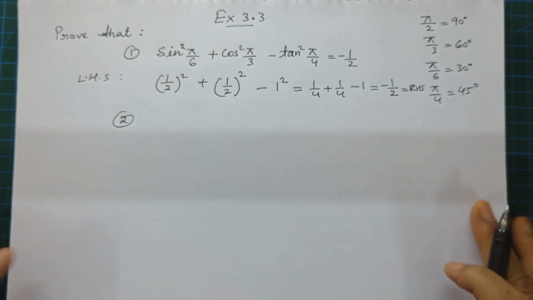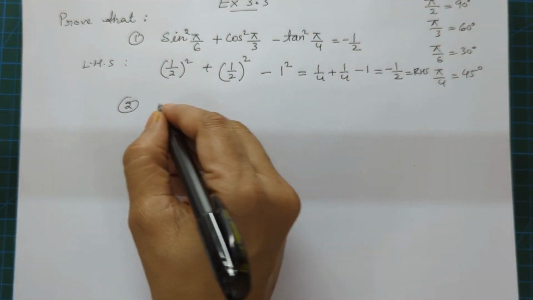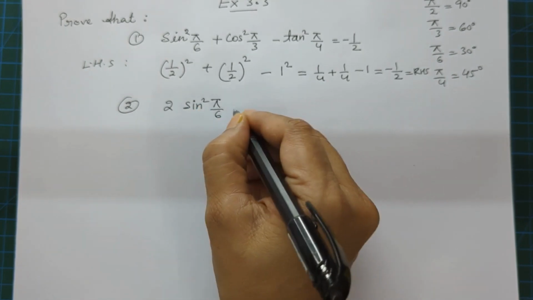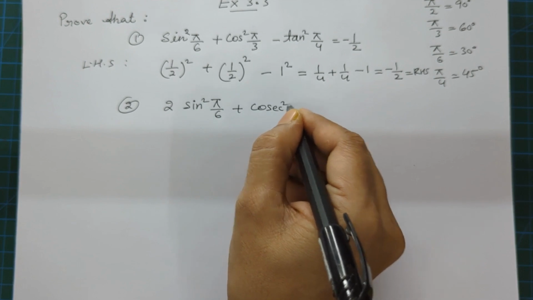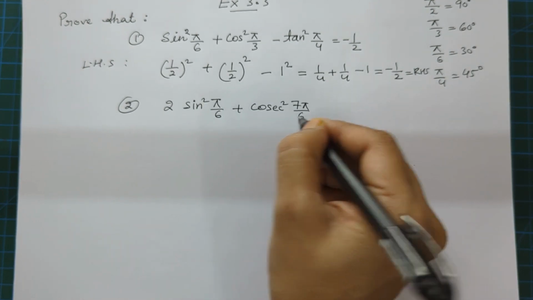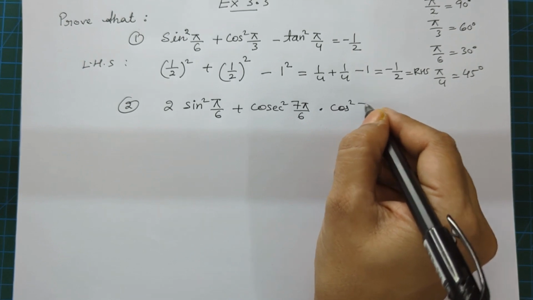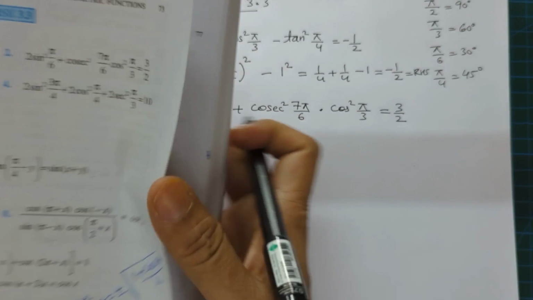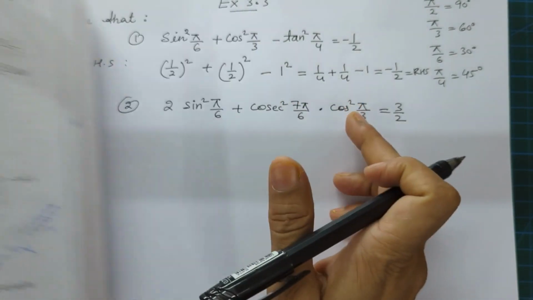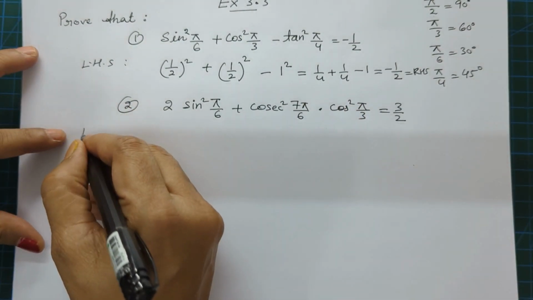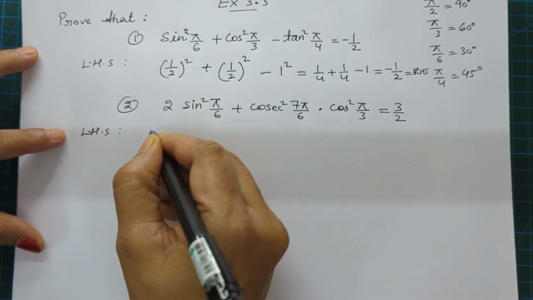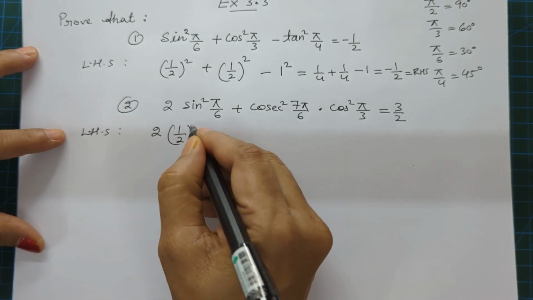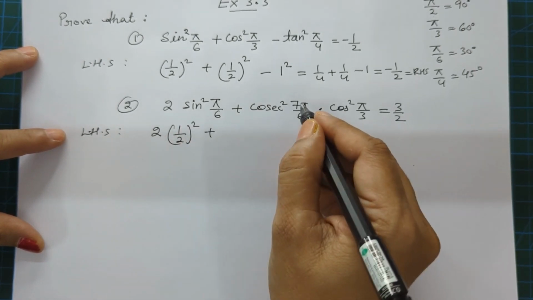The second one is 2 sine square pi by 6 plus cosec square 7 pi by 6 times cos square pi by 3. This expression we have to prove that it is equal to 3 by 2. So the second equation that we are going to prove, starting from LHS we will go up to RHS since these are proofs. So this is twice sine 30. Sine 30 is 1 by 2, but here square. Cosec square 7 pi by 6.